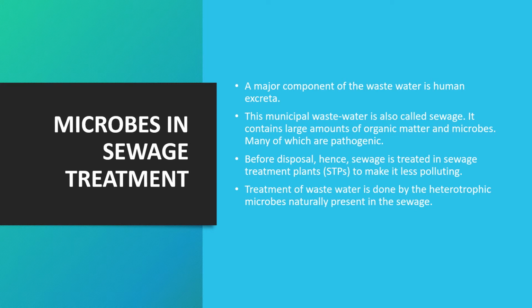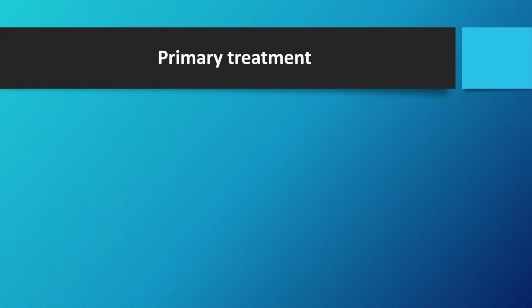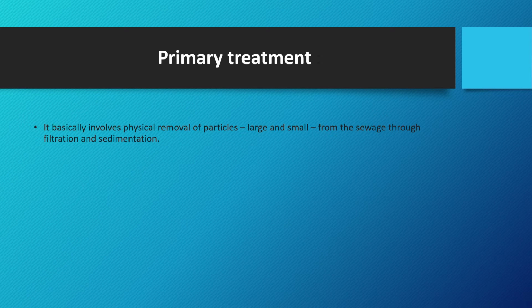Treatment of wastewater is done by the heterotrophic microbes naturally present in the sewage. This treatment is carried out in two stages. The first step in sewage treatment is known as primary treatment. It basically involves physical removal of large and small particles from the sewage through filtration and sedimentation. These are removed in stages.